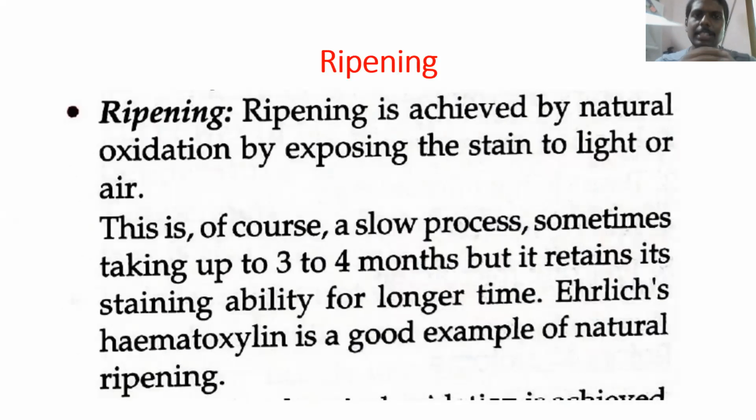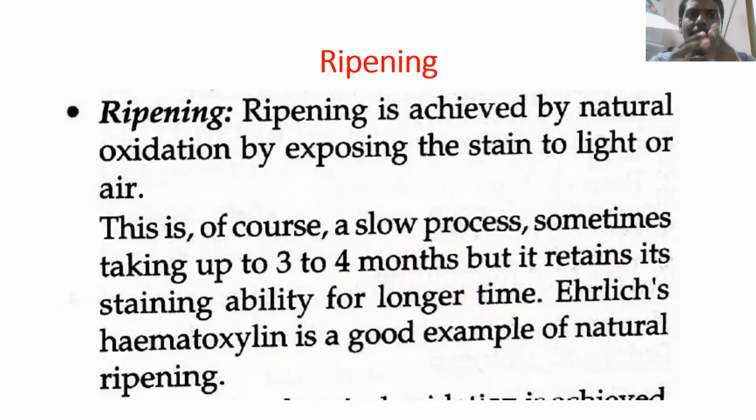Then ripening, as I stated, now we need to convert the hematoxylin dye into a stain. I need to incorporate charge to the stain. Only after converting dye to stain, we can stain a living cell or any human tissues.